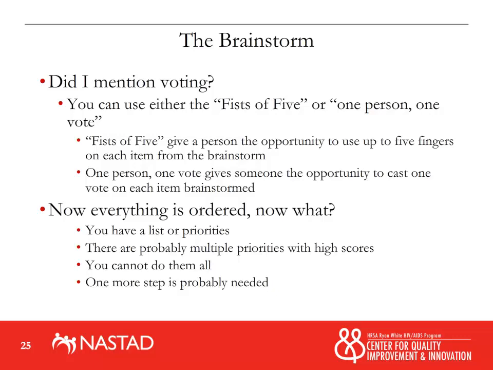Voting is very important. There's a couple of different ways you can do it. Some use something called the fist of five, where for any given idea, a person has up to 5 fingers to vote on that idea. The nice thing about it is that in a long list, you can really prioritize what the audience feels about each idea. Once that's done, you will have a list of prioritized items.